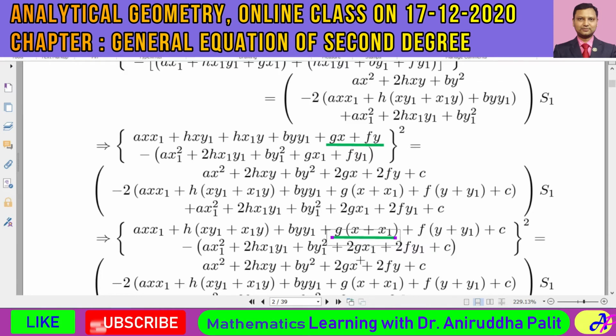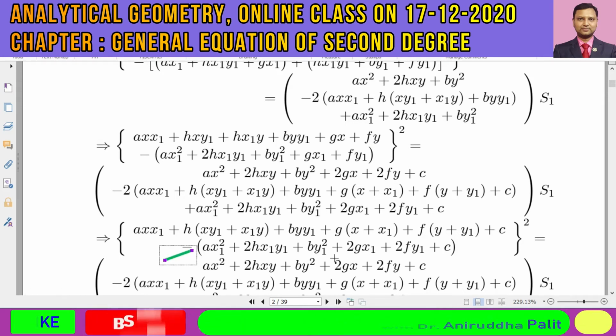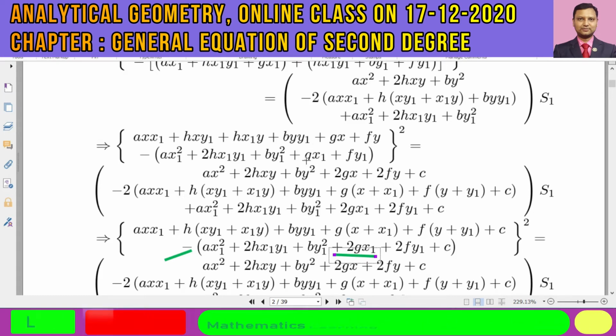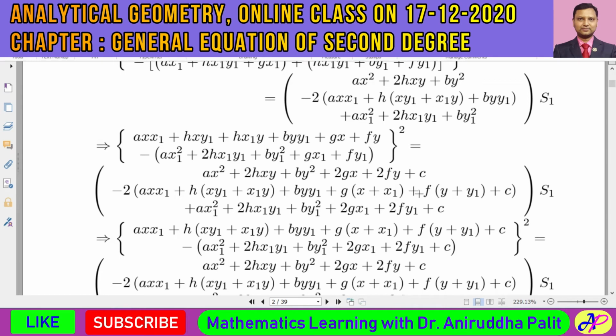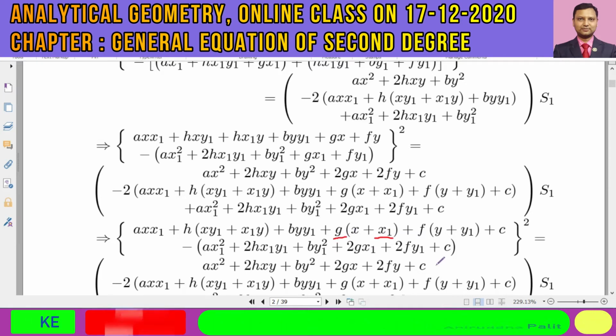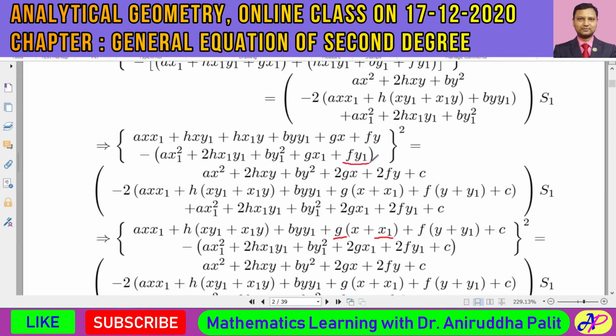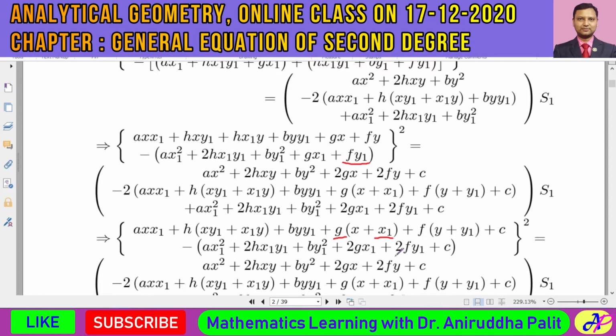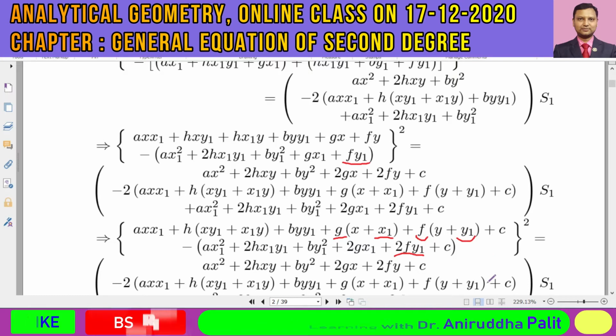What is the adjustment? This term with this negative sign, twice g x1 has to be adjusted, and that is kept over here. We actually had a single g x1, but over here we have twice g x1, so one g x1 is adjusted with this term g x1. Similarly, over here we had f y1, but we have twice f y1 over here, so that is adjusted with this f and with this y1.